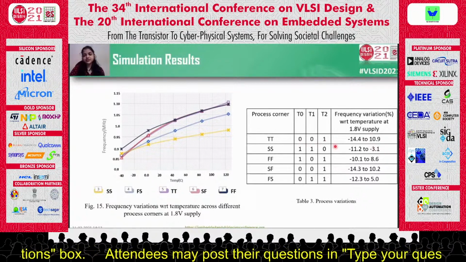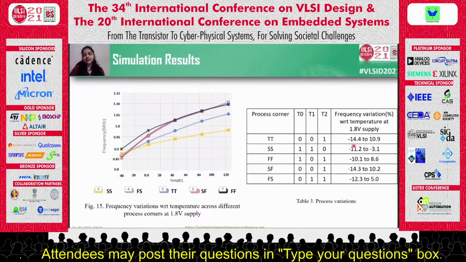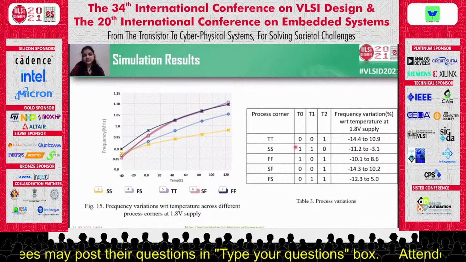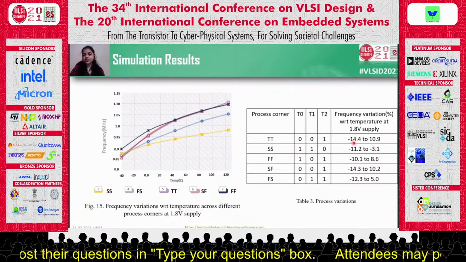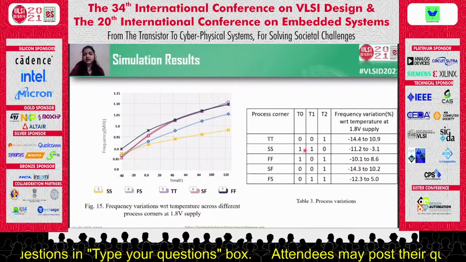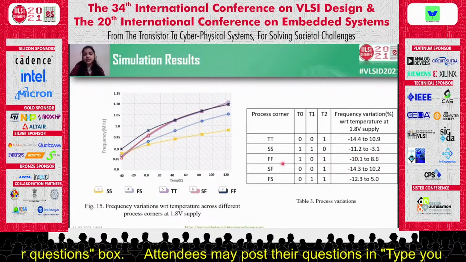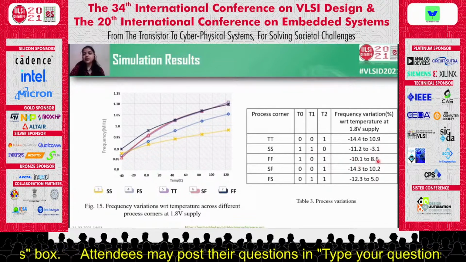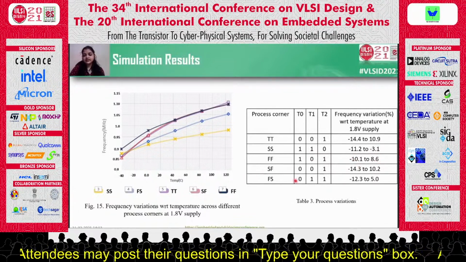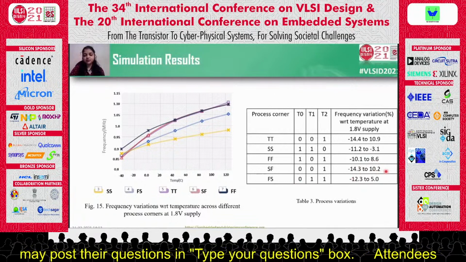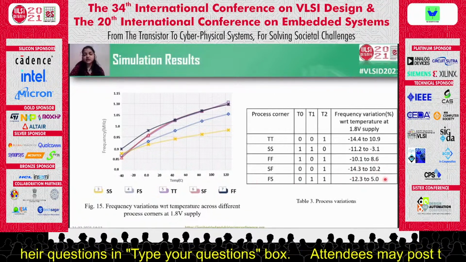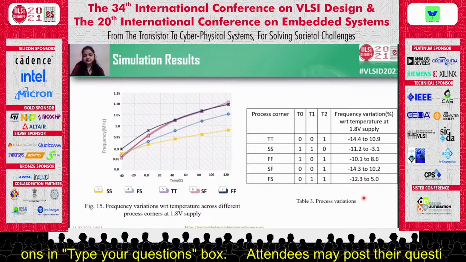This is the trim bits used across different process corners and variations are found as follows. Across TT corner it was minus 14.4 to 10.9%. At SS corner it was minus 11.2% to minus 3.1%. At SF it is minus 10.1 to 8.6%. At SF it is minus 14.3 to 10.2%. At FS it is minus 12.3 to 5%.